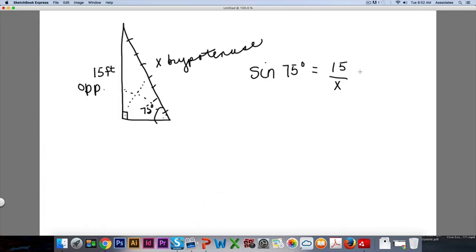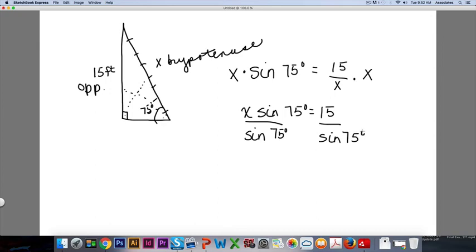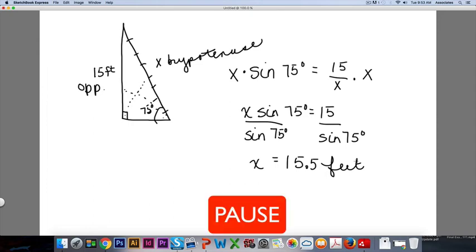Welcome back. Let's solve it. Again, the variable's in the denominator, so I'm going to multiply both sides by x. So x times the sine of 75 degrees equals 15. To get x by itself, divide both sides by the sine of 75 degrees. Round it to the nearest tenth, and I got 15.5. And since this was a real life problem, I need to label my answer, and it was in feet. All right, pause the video and check your answer, and I'll meet you back here in a minute.